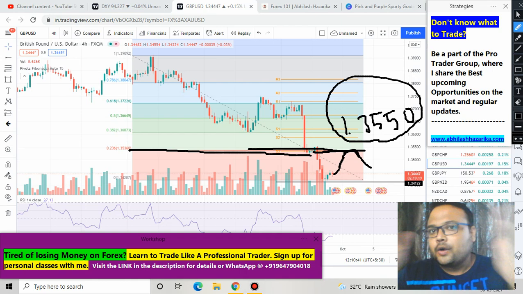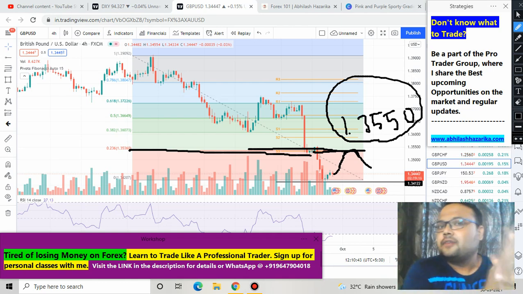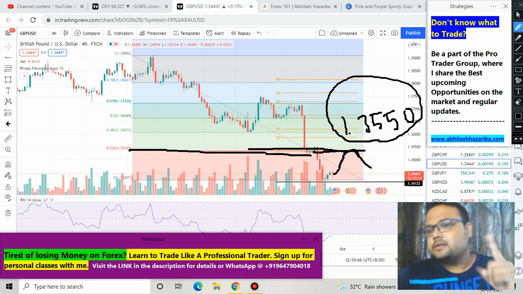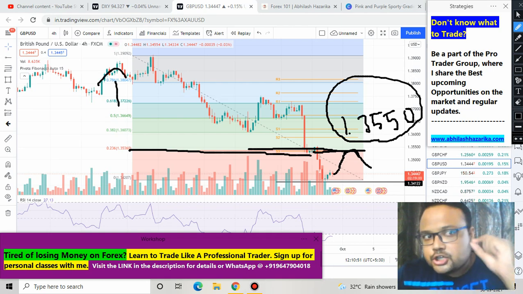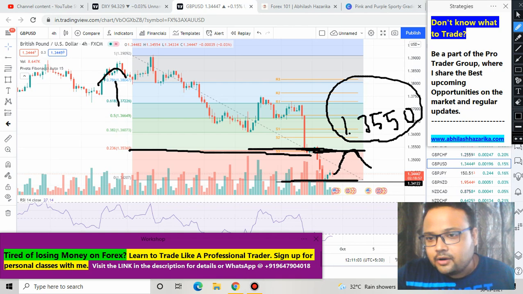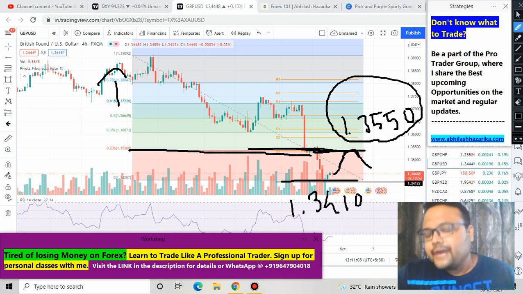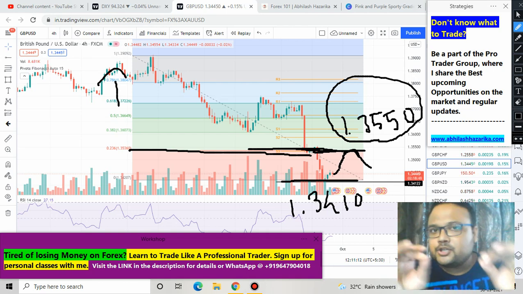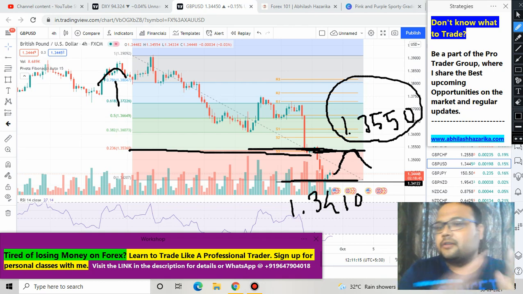Just keep in mind, while shorting the market, consult the chart of DXY US dollar once, because if you see that the dollar is in an uptrend, then you can comfortably short GBP USD if it reverses from this particular level. On the other hand, if the market breaks this low level of 1.3410, then also you can short the market. Just make sure you are consulting the chart of DXY.